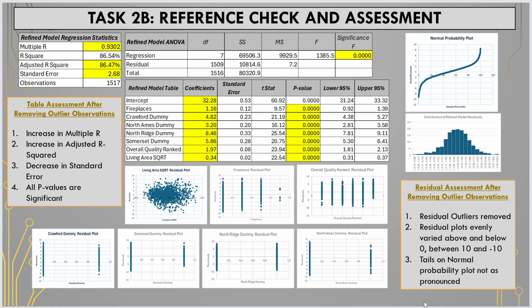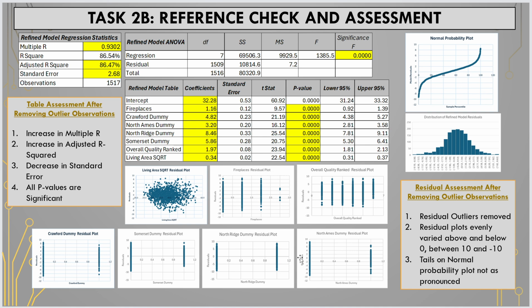Okay, the next things that we want to assess are those assumptions that we were trying to make sure that we're not violating by removing those model outliers. Remember, we just removed 4 observations out of 1,521. So that's why you see 4 observations less here. You shouldn't see the same number of observations after you remove those.